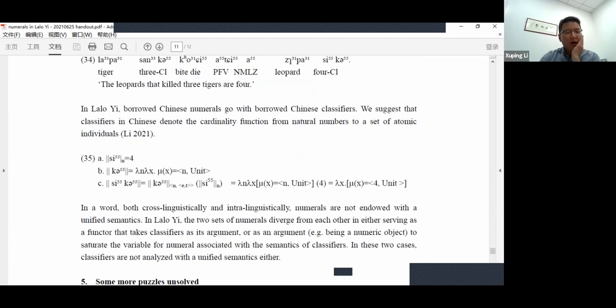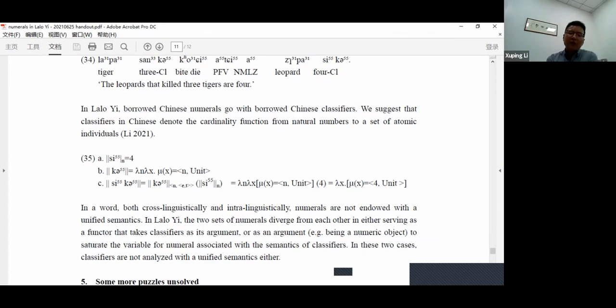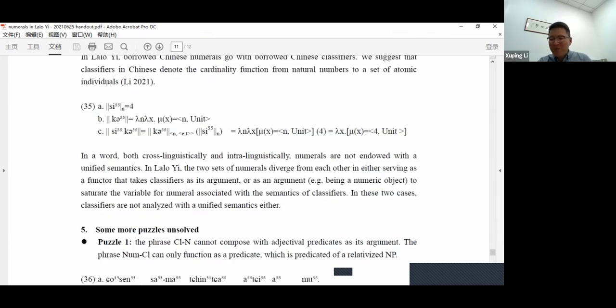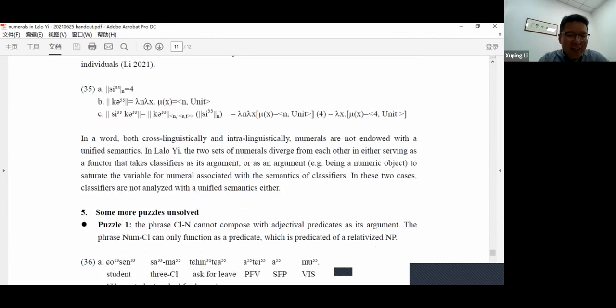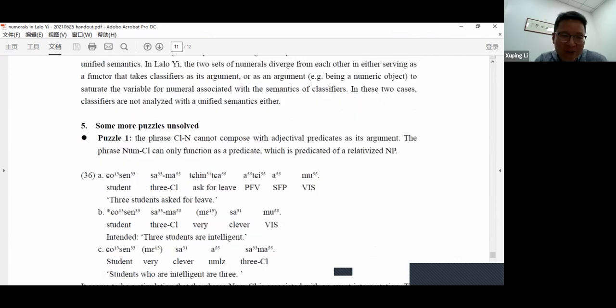So I want to propose that both cross-linguistically and intralinguistically, numerals are not endowed with a unified semantics. At least in Lalo E, there are 2 sets of numerals. I want to skip this part. And I also have some more puzzles which I haven't got a solution for yet.